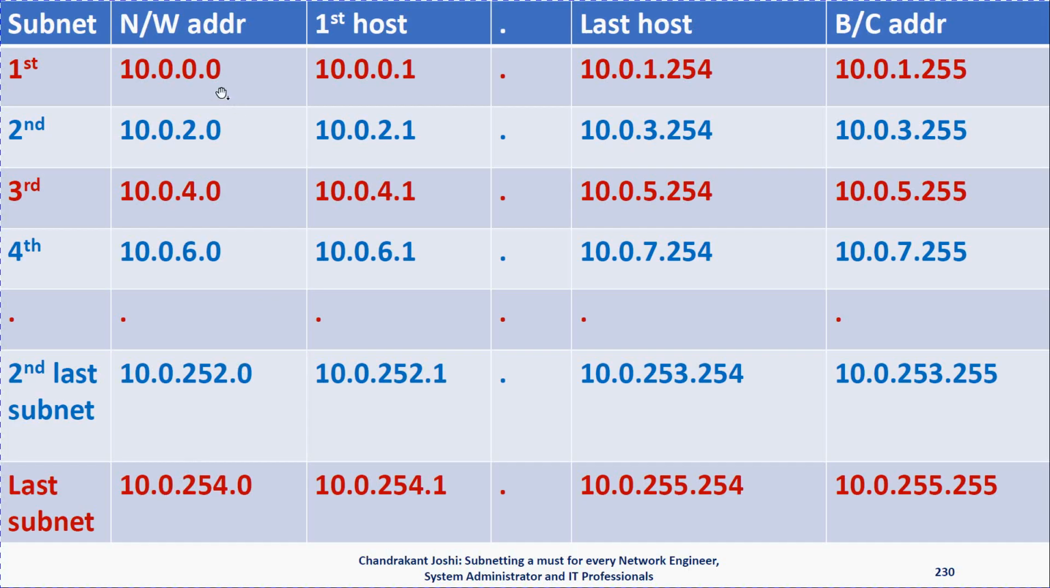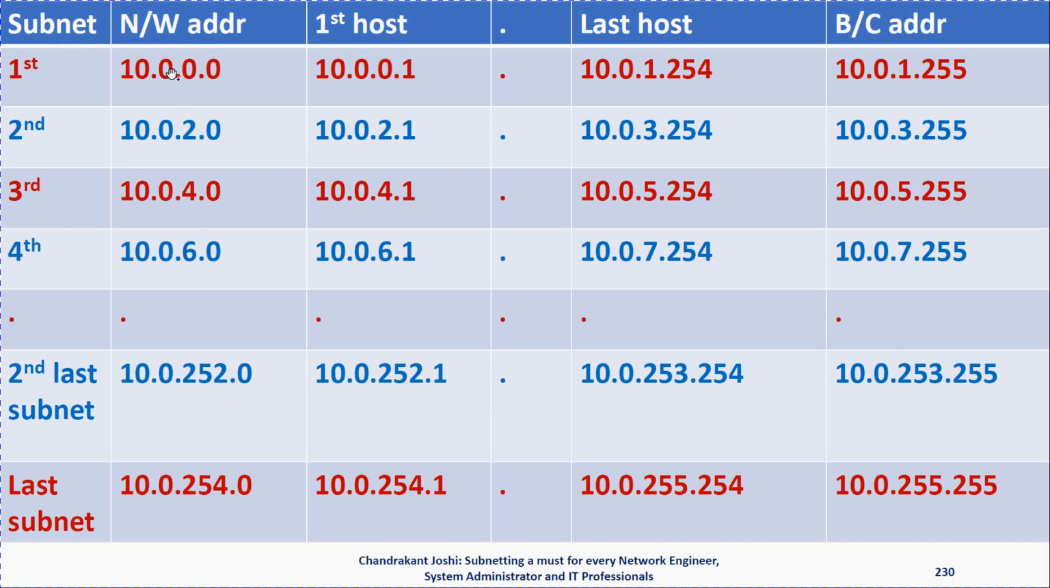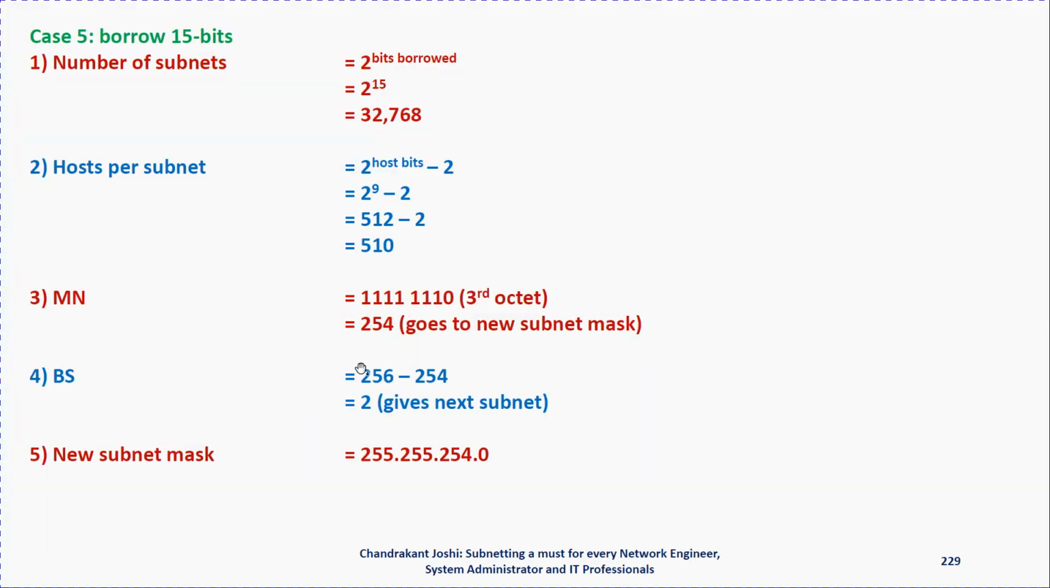So how many of them? This is 128, and then this will be 256, correct? And that will increase the number of subnets, so they will multiply. So how much does that come to? 128 times 256.